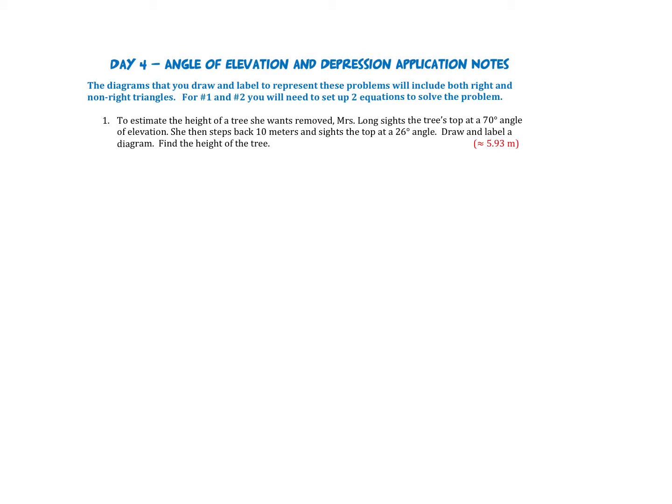So today we're going to be using angles of elevation and depression, but we're also going to have non-right triangles, because last semester when we did notes on angles of elevation and depression, we always used right triangles, so we were able to use right triangle trig and do SOHCAHTOA. From now on, it's going to be a little bit different. We're going to either have to use law of sines or law of cosines, just depending on what we're given in the problem.